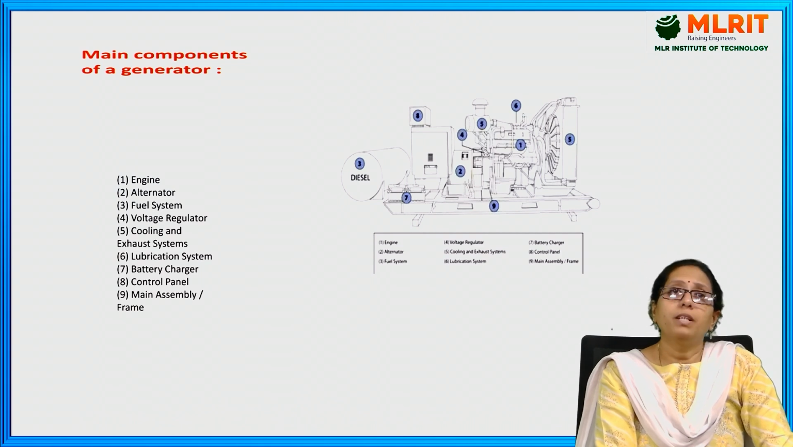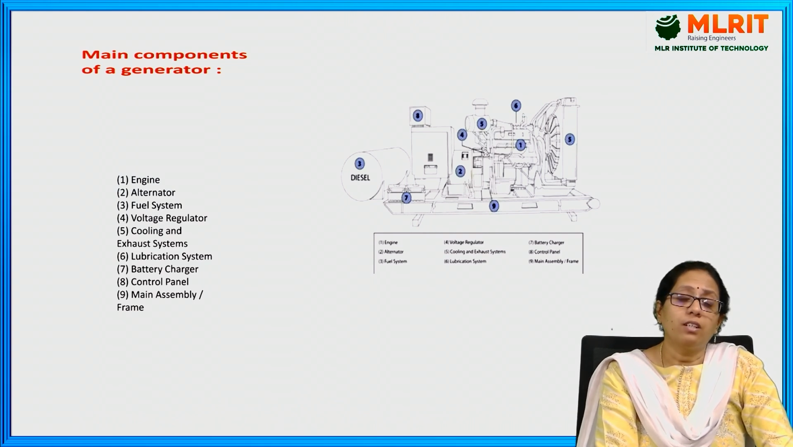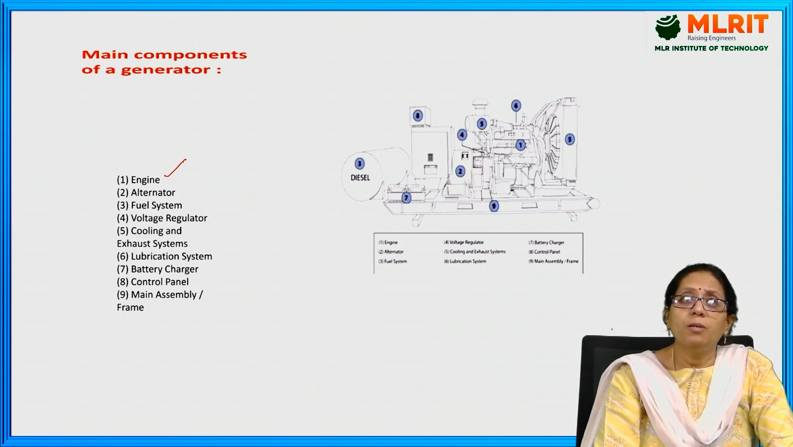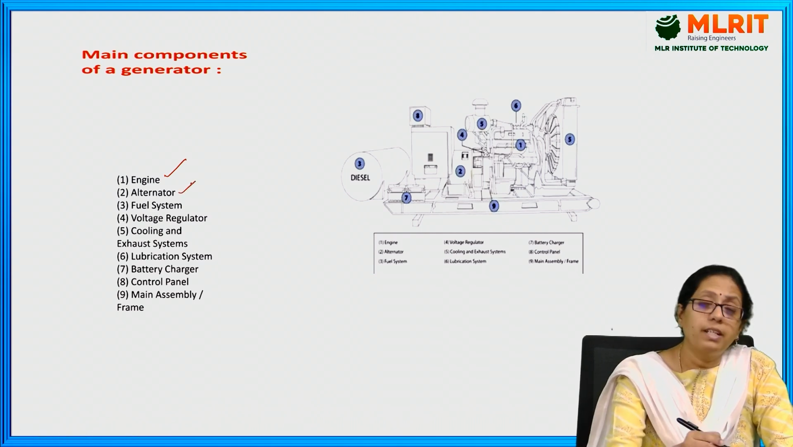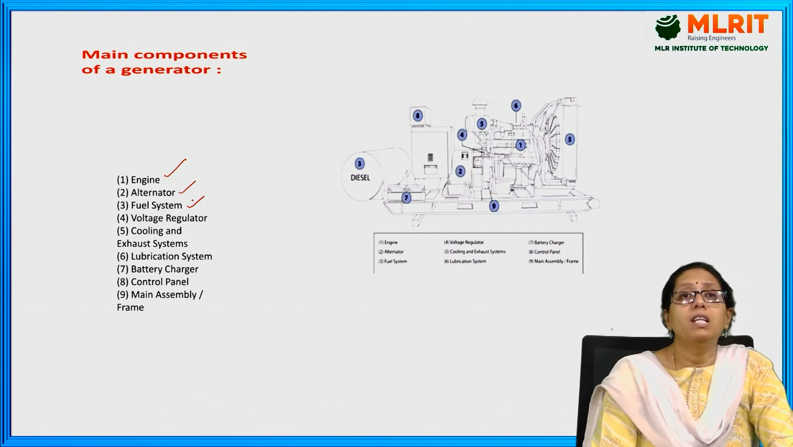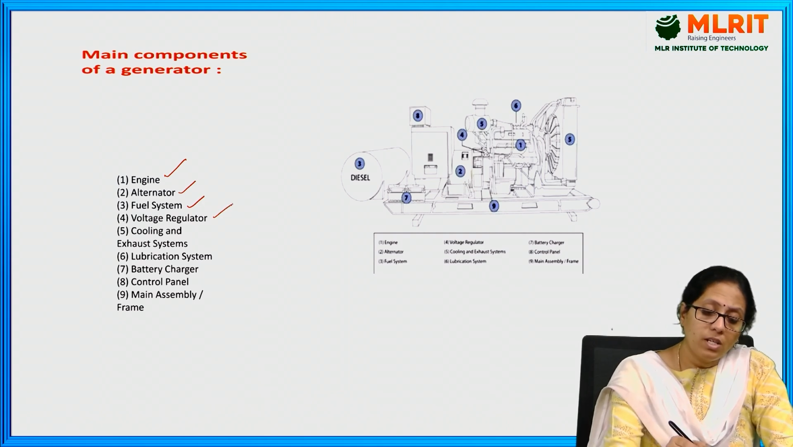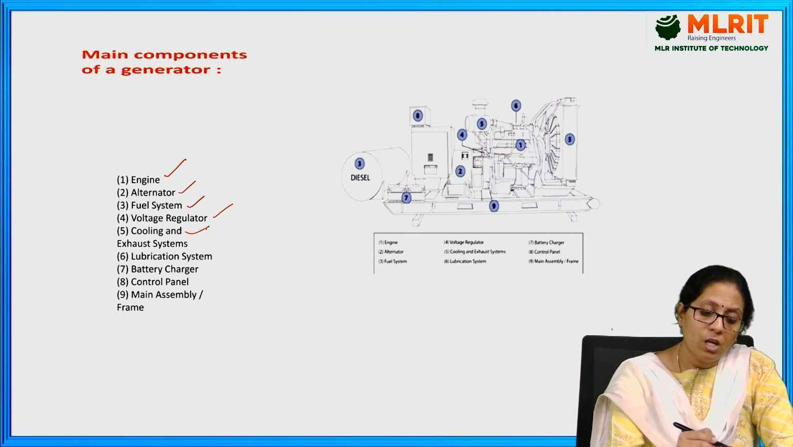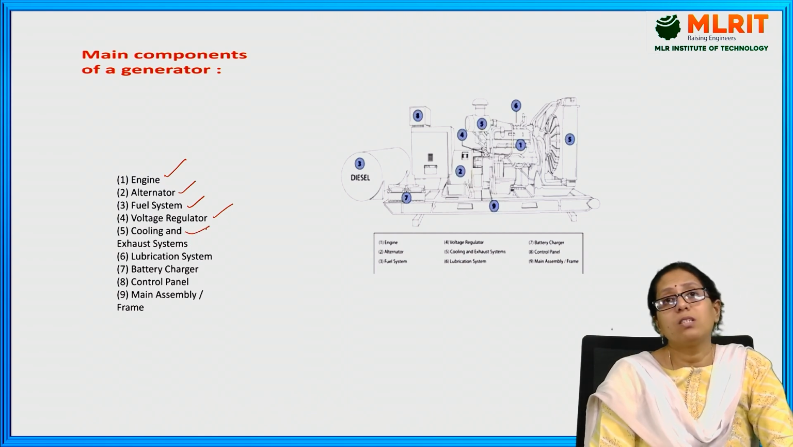Main components of a diesel generator. What are the main components? The first component is the engine. The second component is the alternator. The third one is the fuel system. The next one is the voltage regulator. The next one is the cooling and exhaust system.